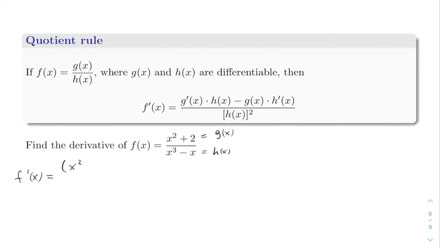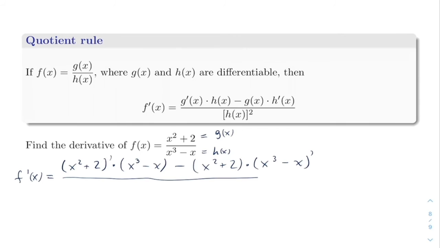The derivative of the function on the numerator, so that will be the derivative of x squared plus 2, times the function on the denominator, minus the function on top times the derivative of the function on the denominator, and all that will be divided by the function on the denominator squared.